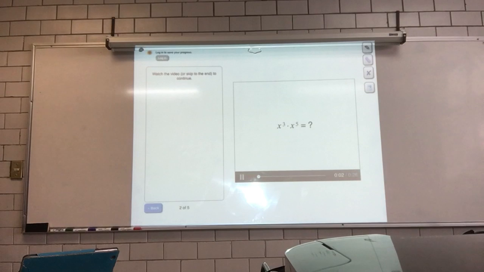Right. Let's quickly see how you got that. X cubed is x times x times x, and x to the fifth is 5 x's all multiplied by each other. Their product is all 5 plus 3, or 8, x's multiplied together. So that's x to the eighth. Next question. In general, what is the product of x to the a and x to the b?